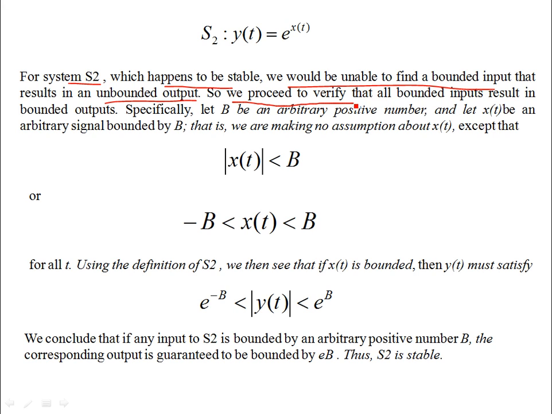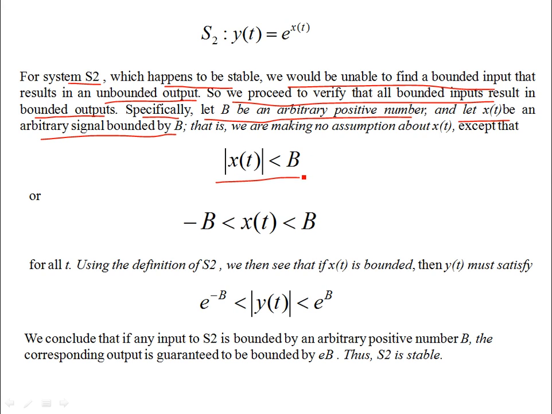Instead we proceed to verify that all bounded inputs result in a bounded output. Specifically, we don't assume any particular input signal. We say: let B be an arbitrary positive number and let x(t) be an arbitrary signal bounded by B. The bounded signal has nothing to do with the length of the signal. This x(t) could be a cosine or sine function existing forever, for all t. It could be any arbitrary signal, but the magnitude should be bounded.